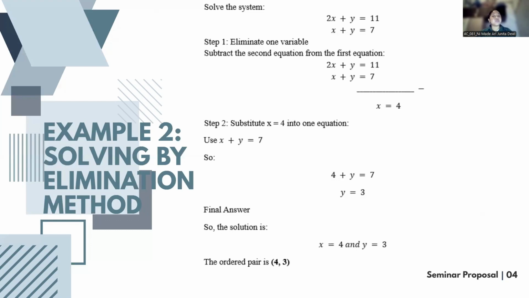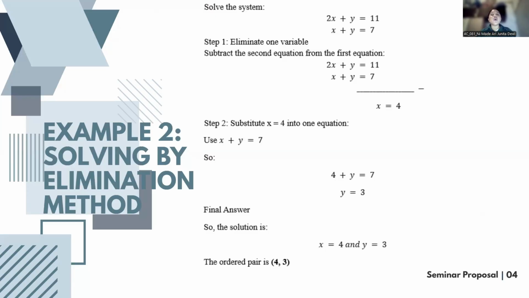And let us subtract this equation. 2x + y = 11 minus x + y = 7. Now 2x minus x is x, and y minus y is 0, and 11 minus 7 is 4. So we get x = 4.